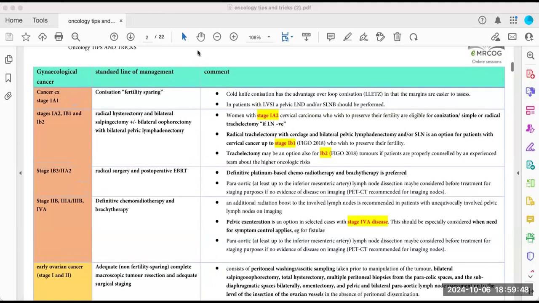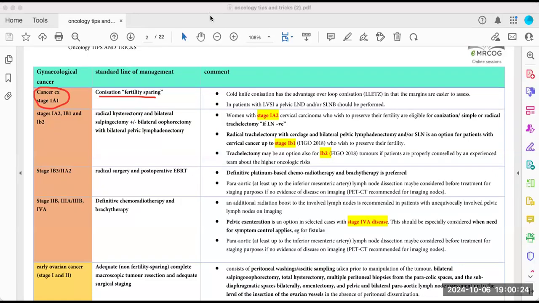That's great. So guys, here we'll have a look at the cervical cancer. For the cervical cancer 1A1, the treatment for the fertility sparing is conization. However, I would like to add that for the patient who doesn't require fertility, hysterectomy is the management of choice, especially in elderly patients or patients with higher risk of other gynecological conditions or cervical cancer in general.